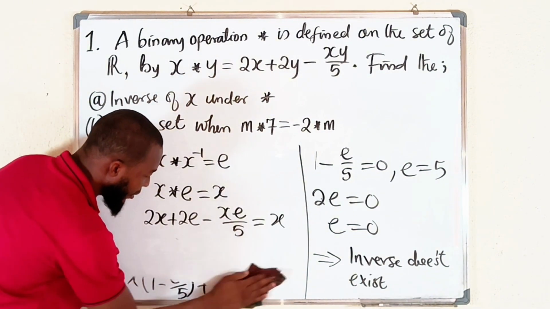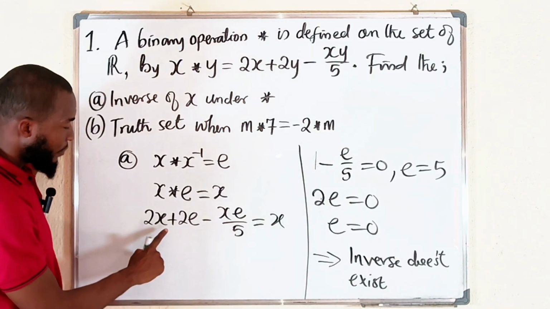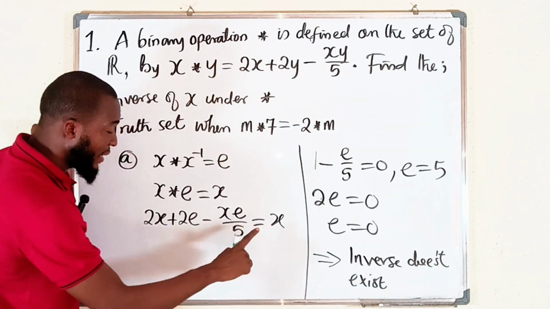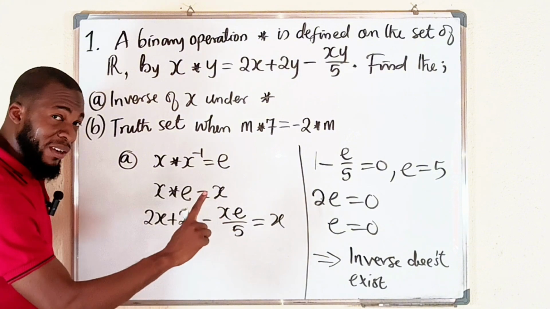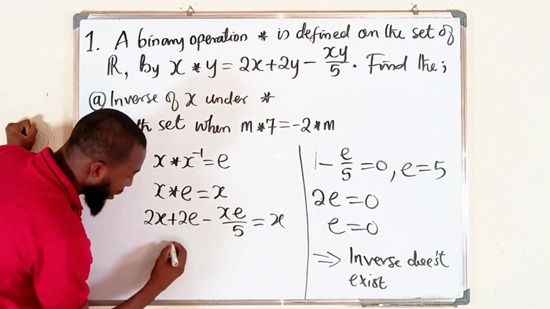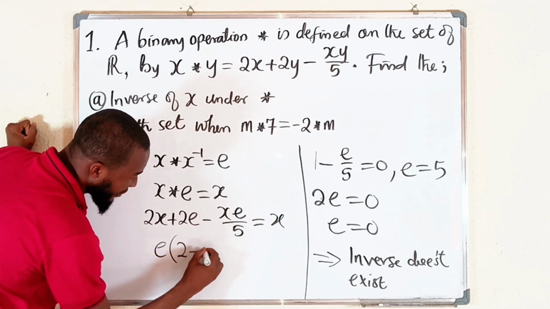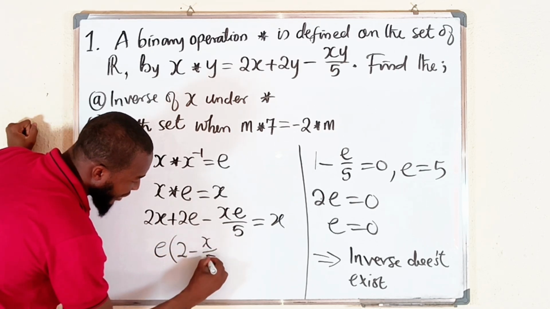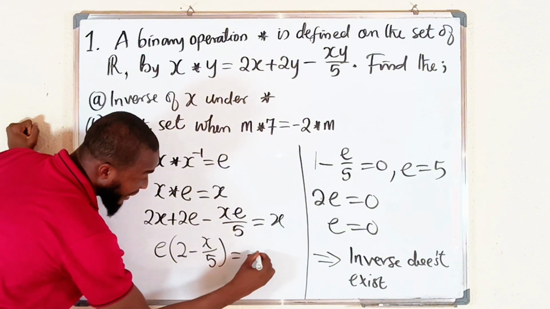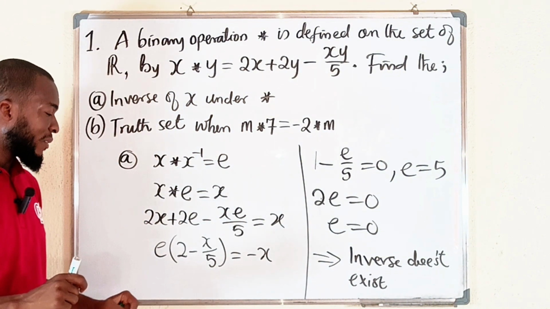Let me clean all of this. I want to prove it for you again. If you take 2x to the other side, it becomes negative, right? Negative 2x, and x minus 2x will be negative x. So here we can factor out E. Inside we have 2 minus x divided by 5, right? This is equal to negative x because x minus 2x is negative x.